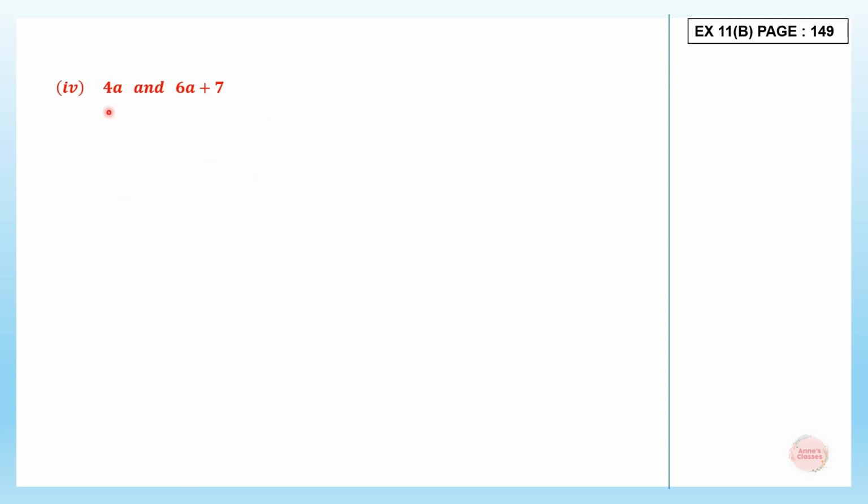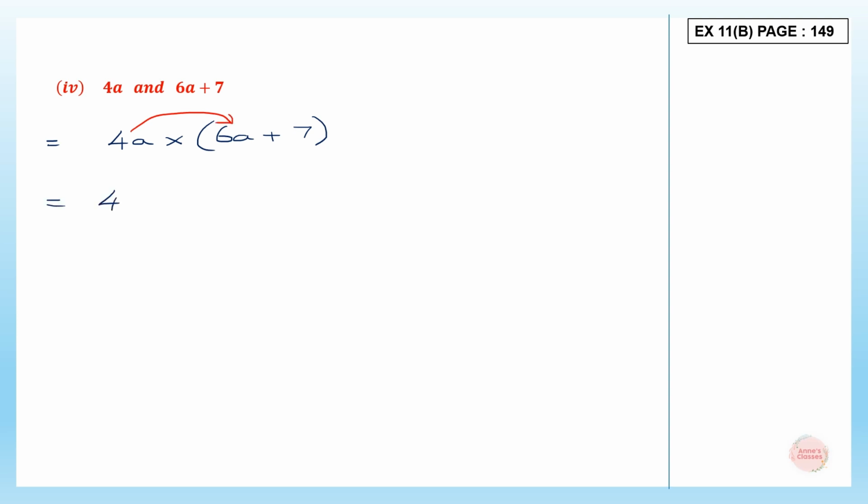Question 4. Multiply 4a and 6a plus 7. So this is a monomial and this is a binomial. So we can do it the column-wise method or the row-wise method. Row-wise is what is used generally. So let me do that. 4a into 6a plus 7. Even if I don't put the multiplication sign before the bracket, if there is no sign, it's understood it is multiplication. So here when we multiply, we need to multiply 4a with each term inside the bracket.